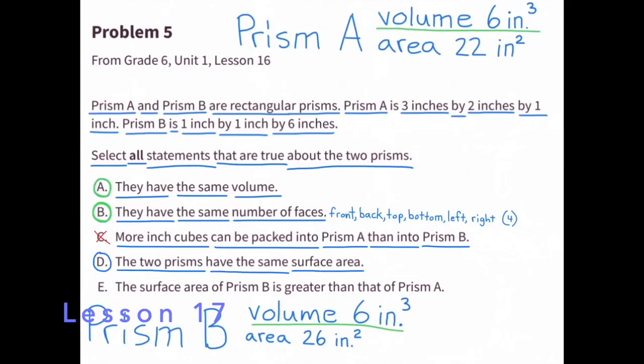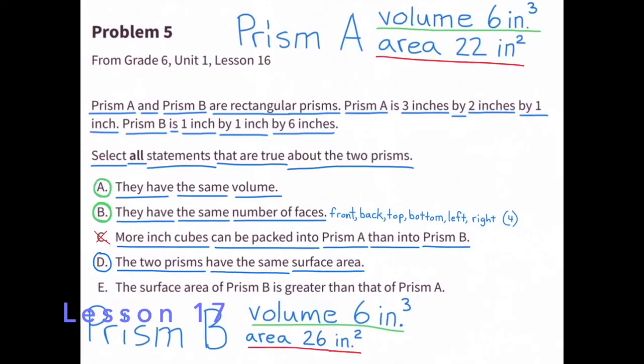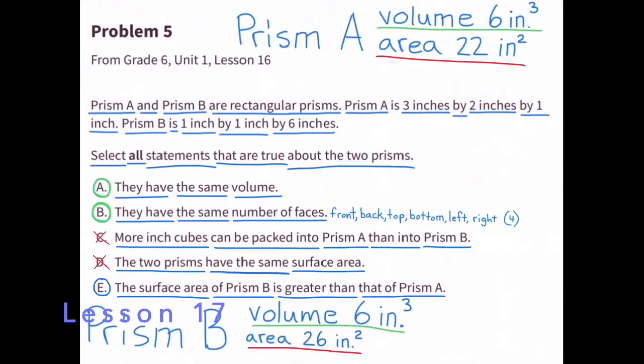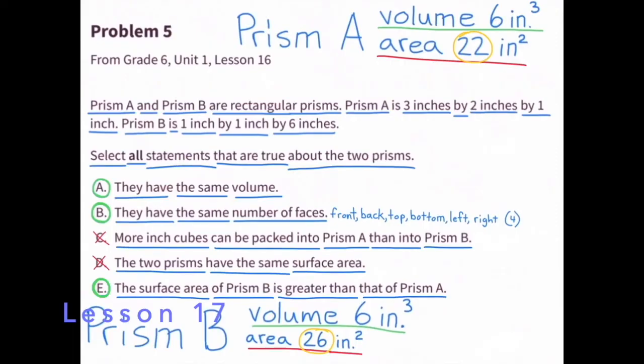D. The two prisms have the same surface area. That's not true because Prism A has a surface area of 22 inches squared and Prism B has a surface area of 26 inches squared. E. The surface area of Prism B is greater than that of Prism A. The surface area of Prism B is 26 inches squared, which is greater than the surface area for Prism A, which is only 22 inches squared.